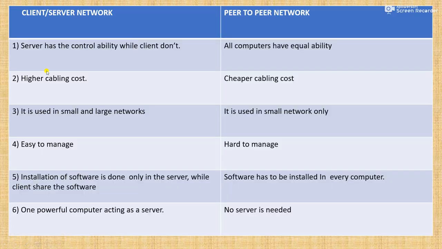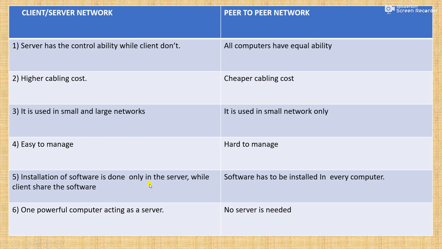Now we have higher cabling cost in client server, and in peer-to-peer we have cheap cabling cost. Third, client server is used in small and large networks, and peer-to-peer is used in small networks only. Fourth, client server is easy to manage, and peer-to-peer is hard to manage. Fifth, installation of software is done only in the server in client server, while in peer-to-peer every computer shares the software.